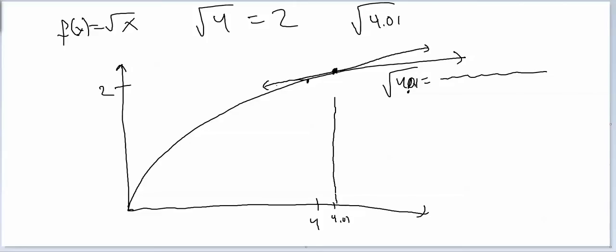At 4, we could build the equation of a tangent line, and then use that equation of a tangent line to go over 1/100th of a point and see what its y value is compared to the function's. And they're actually really good approximations of each other.